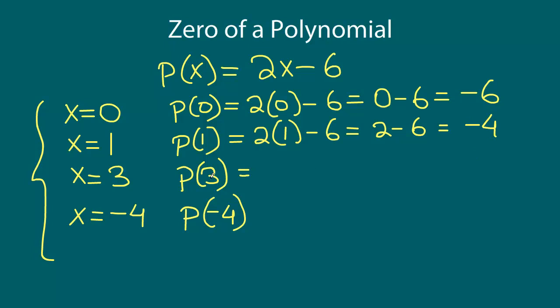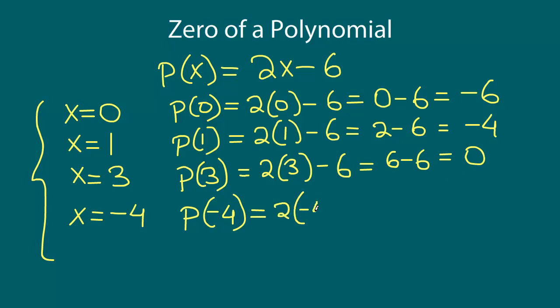Now let's find out the value at x equals 3. So 2 times 3 minus 6, or 6 minus 6, or 0. The value of the polynomial at x equals 3 is 0. Let's find out the value at x equals minus 4. So 2 times minus 4 minus 6. So this will be minus 8, minus 6, minus 14. Now here, this particular value has some significance.